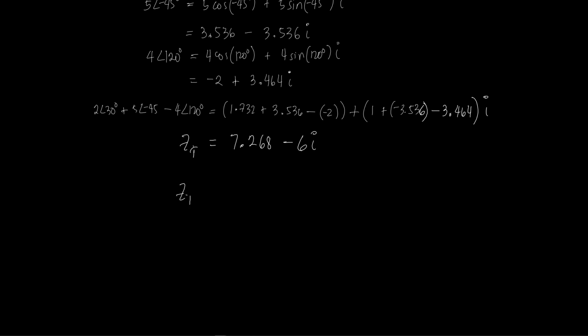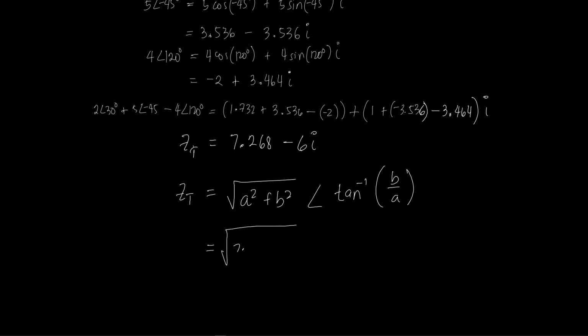Okay, so Z total would be the square root of A squared plus B squared, angle of arctangent of B over A. Then we have the square root of 7.268 squared plus our B, which is negative 6 squared, angle arctangent of negative 6 over 7.268. Then, Z total would be what?